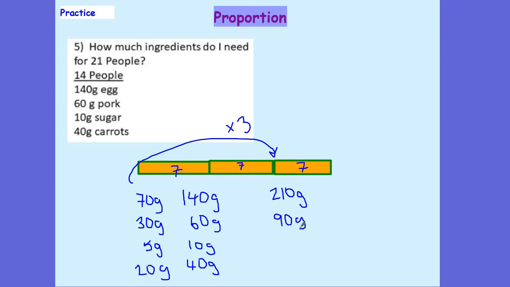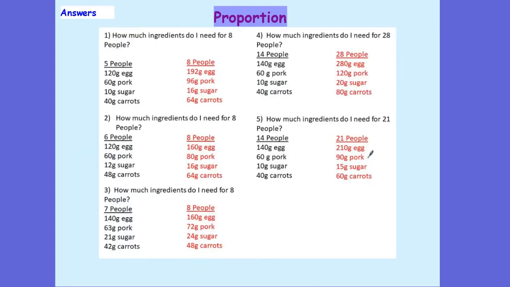You could also do it the other way, working out how much it is for 1 person. That would also work. But I'm just giving you the option. Okay, Year 7, here are the answers. Please check how you did.